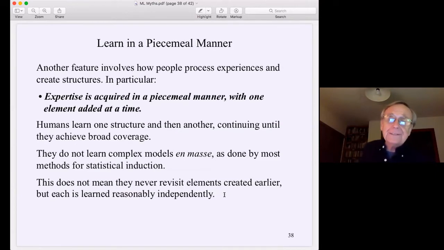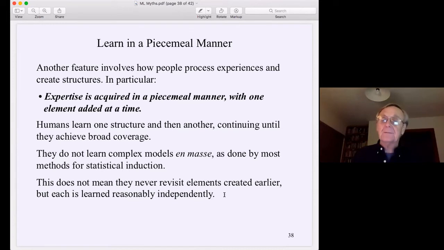A third is that people learn these things in a piecemeal manner, adding one or a few elements at a time, right? They learn one structure, then another, and they keep doing that. And that's how you get broad coverage. Not all at once, but bit by bit, step by step. They don't learn the complex models all together with all the different pieces, right?